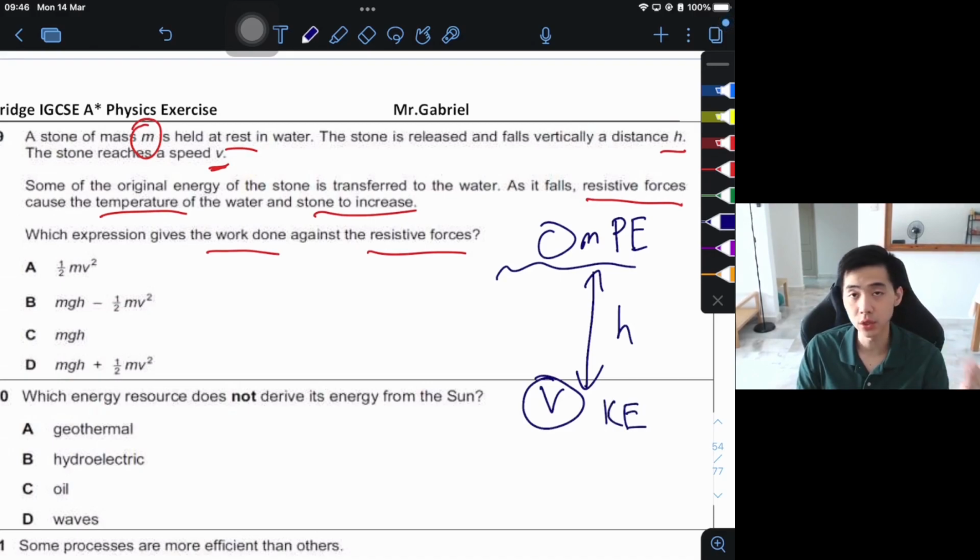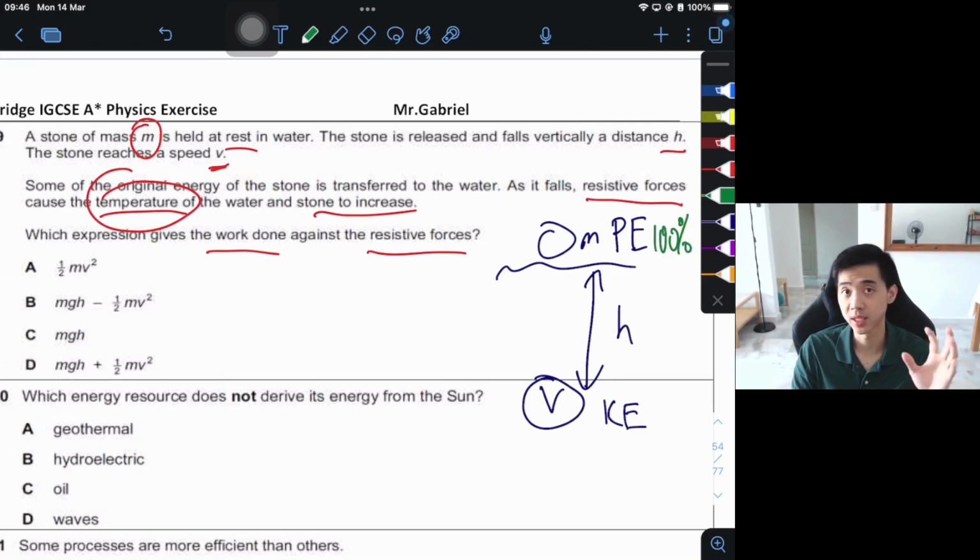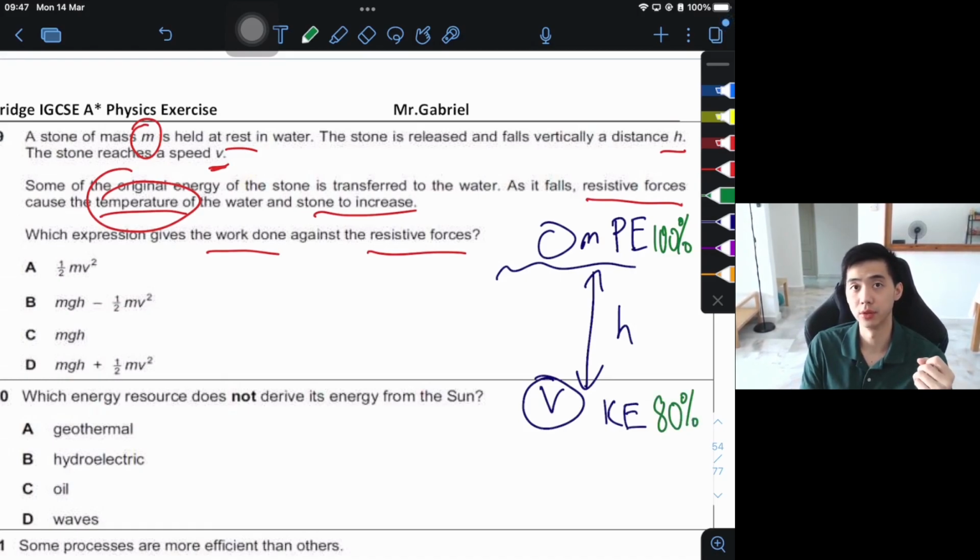Now, in between these two, potential and kinetic energy, some of the energy was lost, and that energy that was lost is actually used to increase the temperature of the water. So let's assume that at the start, the stone had 100% of energy. Then some of the energy was converted into kinetic energy. Let's say 80% of the potential energy was converted into kinetic energy. So where did the rest of the 20% go? The rest of the 20% is actually converted into heat energy.